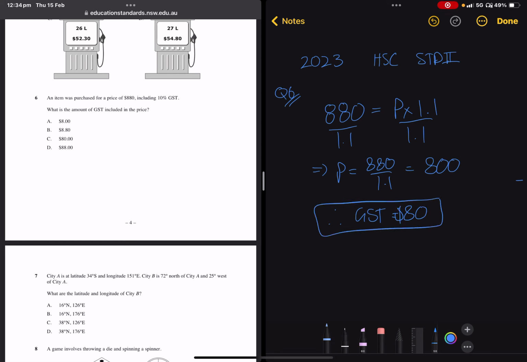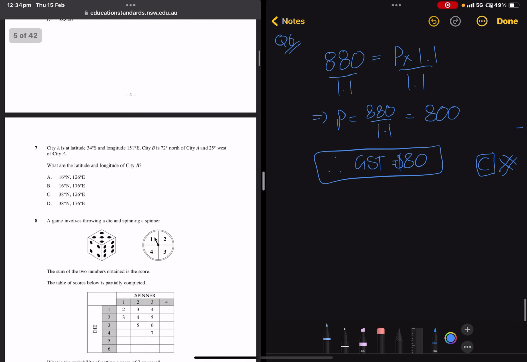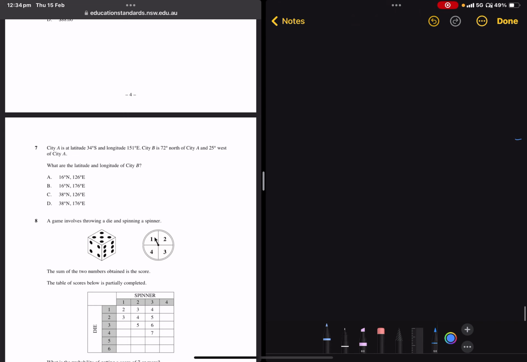And this is C. So C is the correct answer to question 6. Let's have a look at question 7. So we have City A at latitude 34 degrees south and longitude 151 degrees east. City B is 72 degrees north of City A and 25 degrees west.